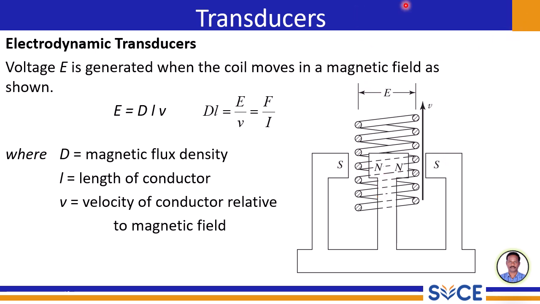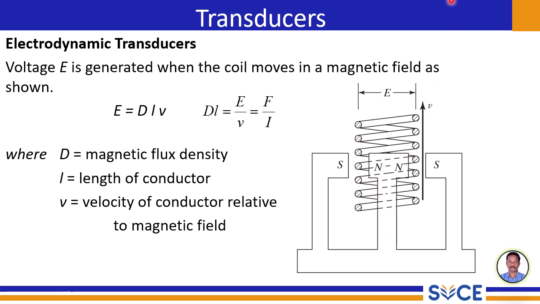The fundamental equation is E equals B into L into V, where E is the generated voltage, B represents magnetic flux density. Magnetic flux density is a measure of the strength of the magnetic field. L is the length of the conductor that is moving within the magnetic field, and it is perpendicular to the field lines. In the case of a coil with N turns, L would effectively be N times the length of wire segment cutting the flux lines.